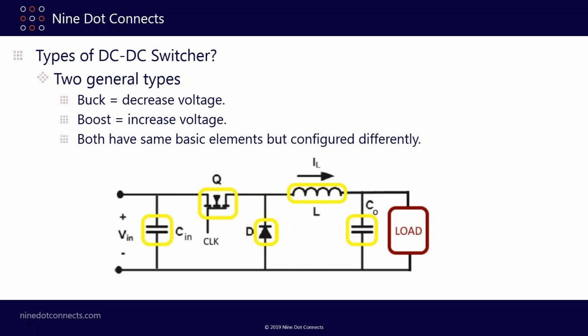Both are going to have the same basic elements, but they're going to be configured differently. And if you'll notice, I've got in here the little yellow outlines. Basically, you have an input capacitance, which you have on the left here. You have some type of switch mechanism, and you have a diode, sometimes called a catch diode, sometimes just referred to as a rectifier. You have this inductor here. This is going to be a key player in this. And then you have your output capacitance.